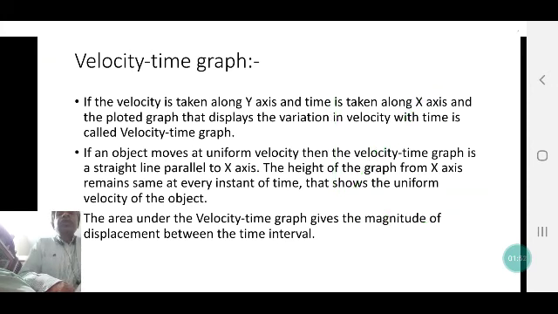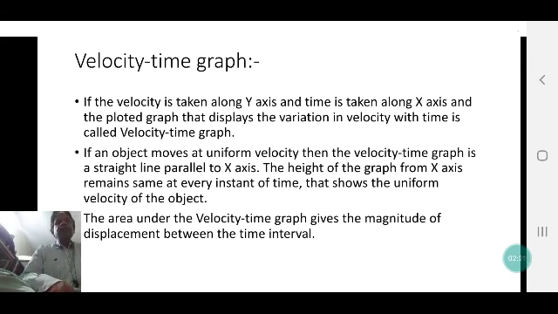Now, the second point is that if the object moves at uniform velocity, then the velocity time graph is a straight line parallel to the x-axis. The height of the graph from the x-axis remains the same at every instant of time. That shows the uniform velocity of the object.